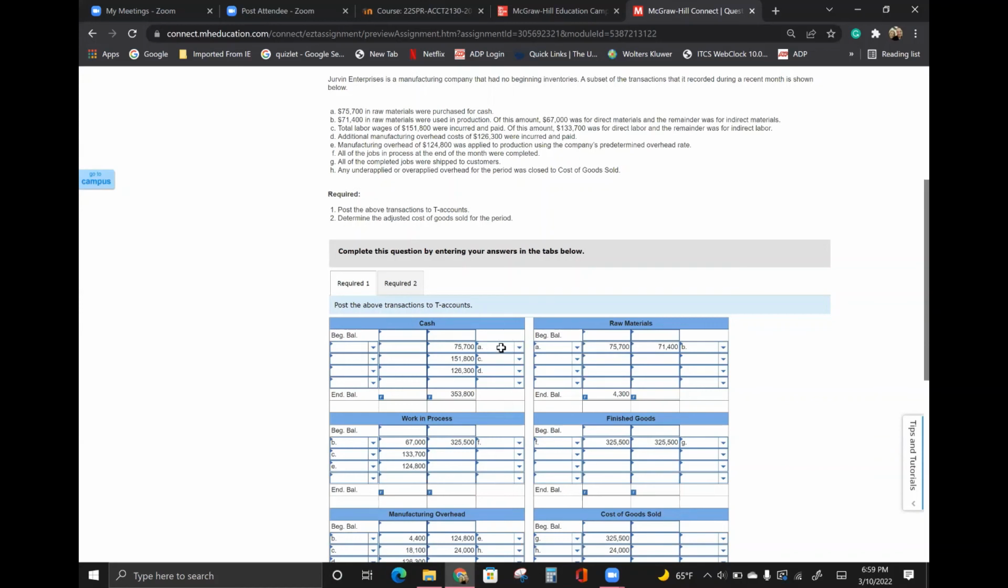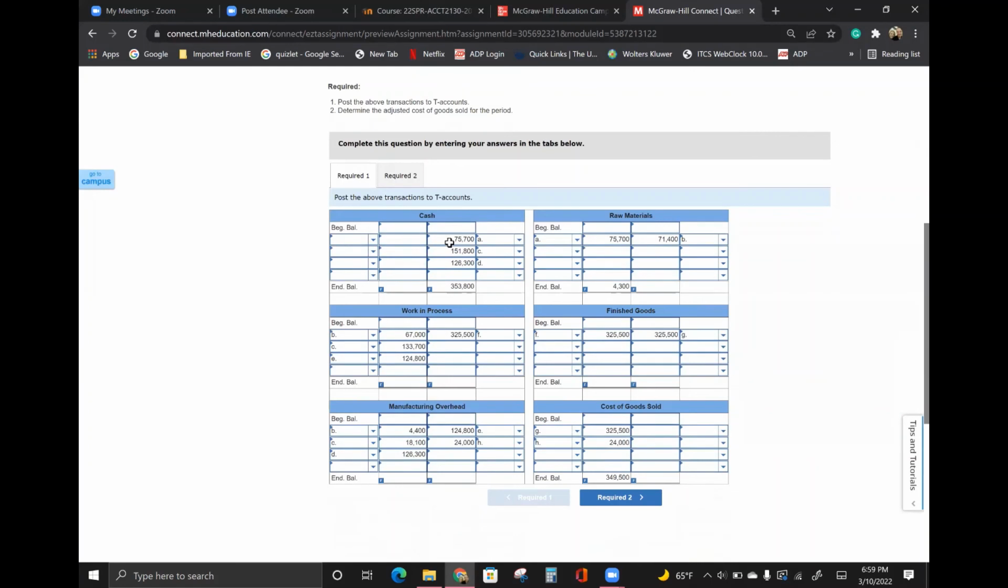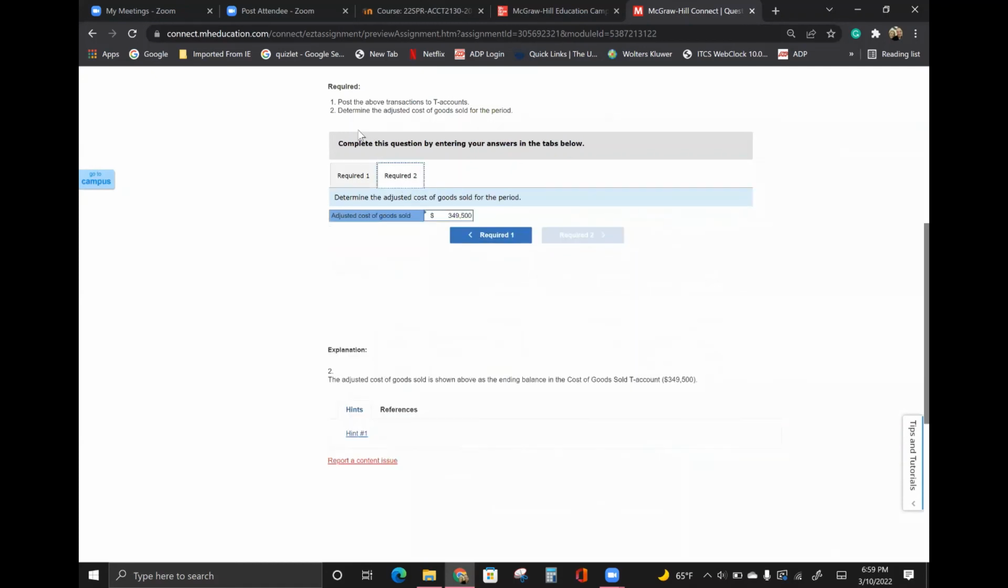I don't know, have you looked at the homework yet? Okay, because I don't know if it's going to make you put the A next to it or not. So just keep that in mind. It's looking for the amount here and maybe possibly identifying what entry it's for. And then if you bought materials, we would go to the raw materials account and for A, we're buying 75,700. So you'd have to enter it in. Okay, so you're just basically entering in your T accounts. And then for 2, you're going to look for the adjusted cost of goods sold.